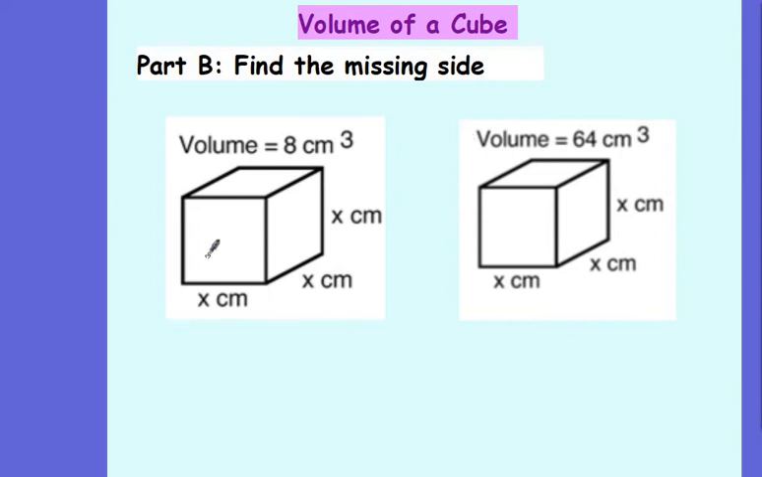For these two, I asked you to find the missing side. For this one, x was equal to 2, because if I've got 2 times 2 times 2, that will give me 8. And for the other one, x was equal to 4. 4 times 4 times 4 gives me 64.